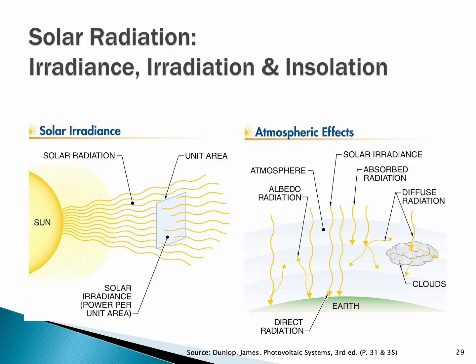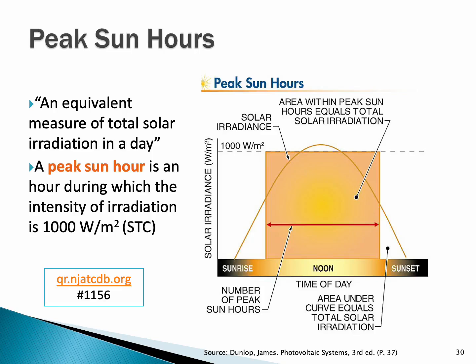We have the three different types of irradiance. We have direct beam, we have albedo, which is reflection off of shiny surfaces like ice caps in the ocean, and then we have this diffuse radiation, which is absorbed into the clouds and then illuminates indirectly. We've talked about that before.